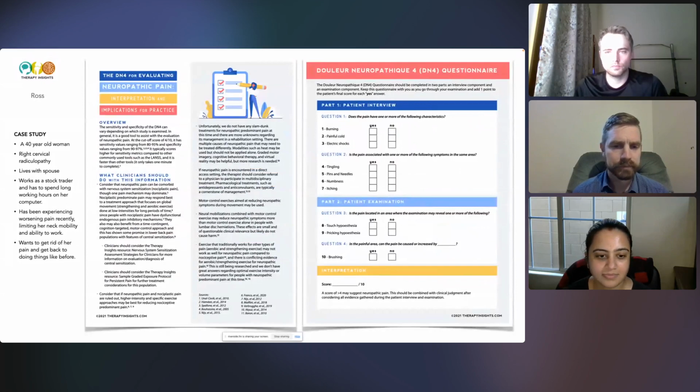Perfect. So the next resource is the one that Ross recommended for this particular case, and that was the DN4 for evaluating neuropathic pain, interpretation, and implications for practice.